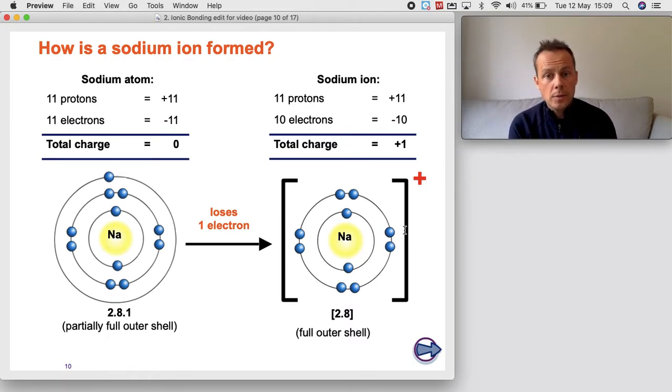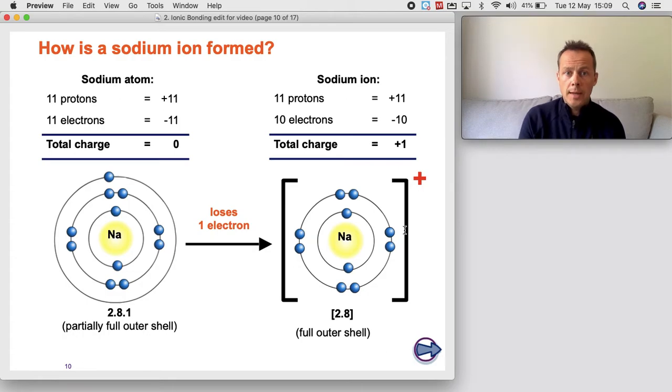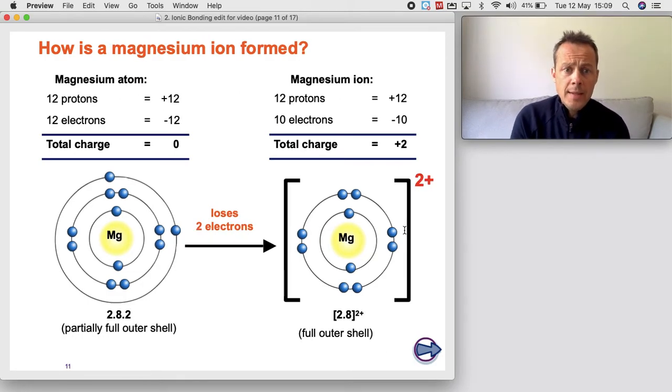So overall, even though that sodium ion is stable, it has a positive charge. So sodium has lost an electron and formed a positively charged ion. It has a positive charge of just 1 because it has lost 1 electron. If we have a look at another example, magnesium.